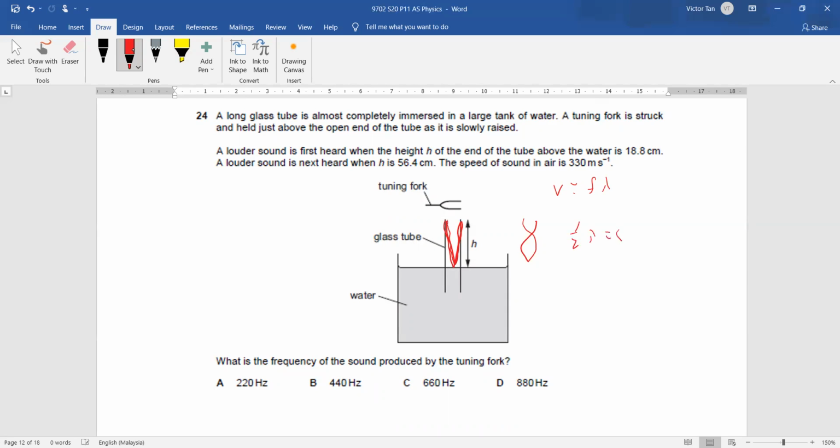So half lambda equals 56.4 minus 18.8. Lambda equals 27.6 times 2, so 75.2 cm. So f equals 330 over 0.752. Okay, good.